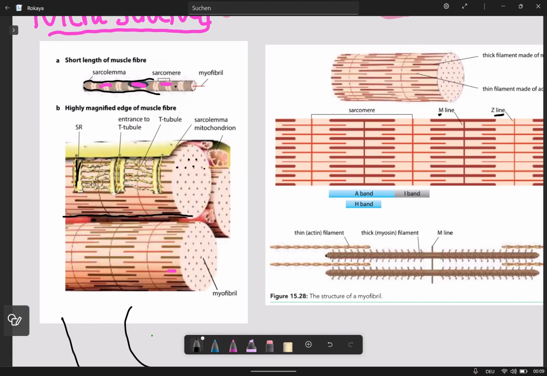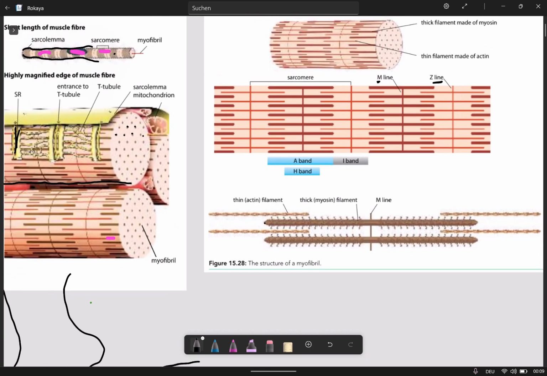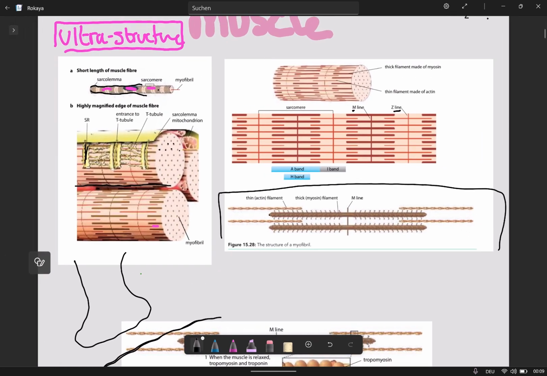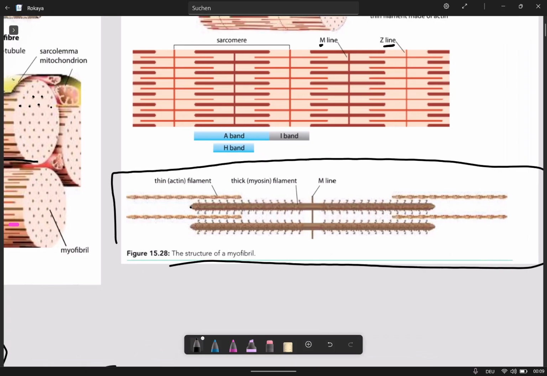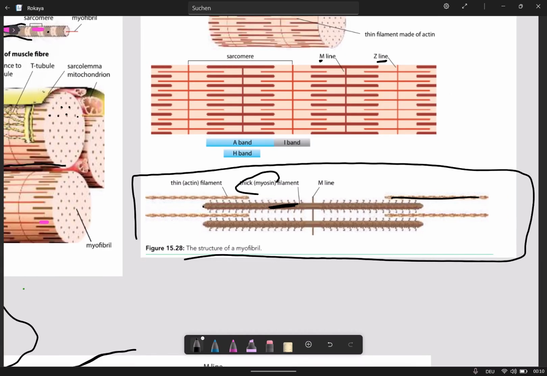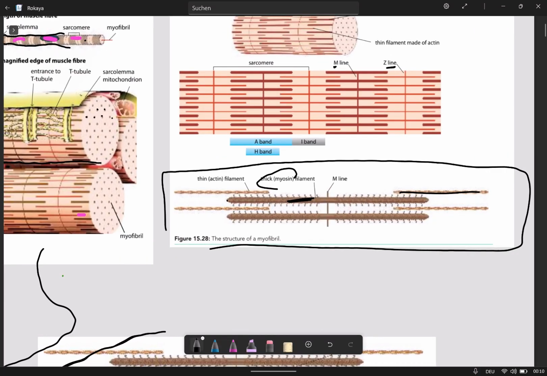So if we take a closer look at one myofibril, we're going to see this. It's made up of something thick and something thin. This thick part is called myosin, and this thin part is called actin. The actin is a thin globular protein, made of many alpha chains, and the chains are twisted together to form a thin filament. So this is this filament.